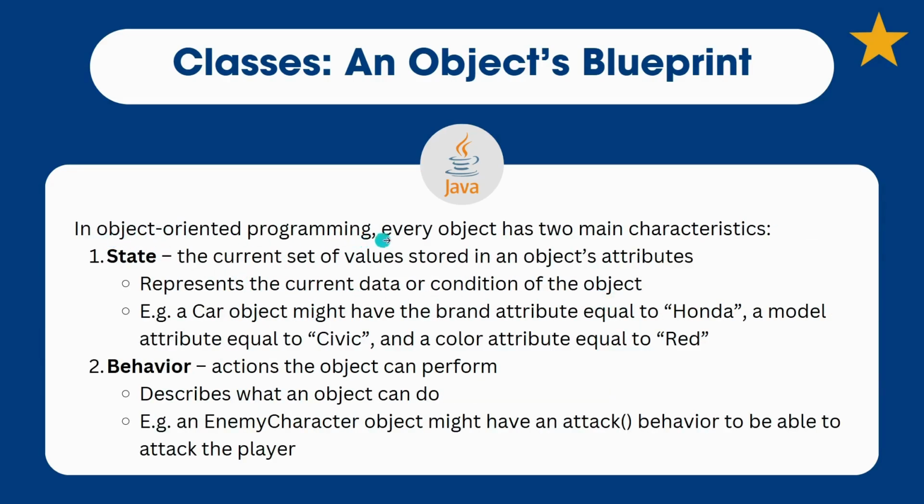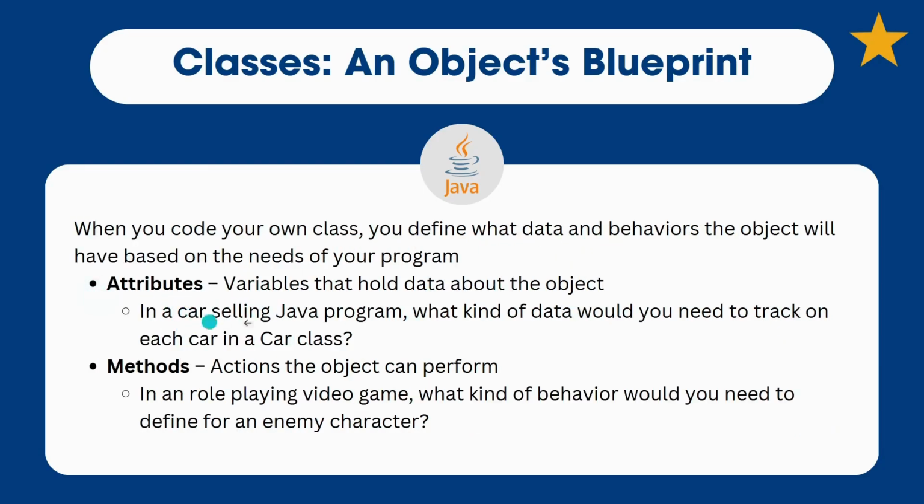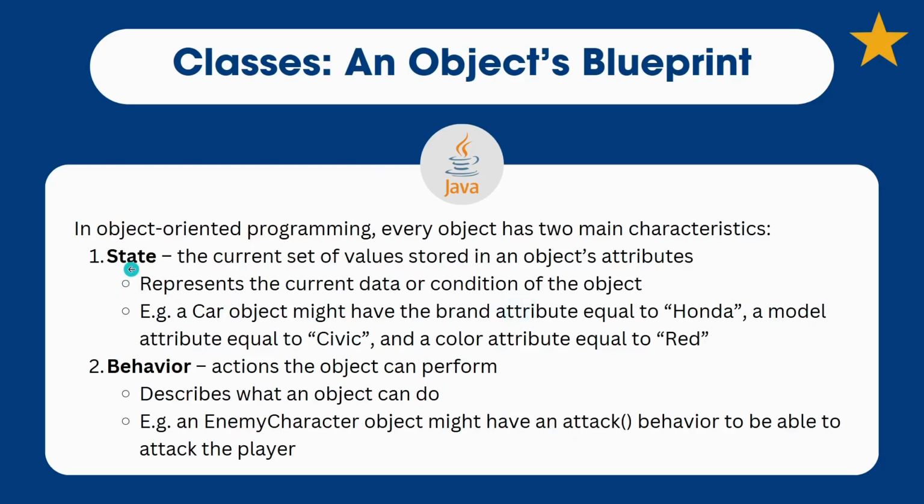So in object-oriented programming, every object has two main characteristics, which actually relate back to attributes and methods. So the attributes are actually describing the state of the object. That's the current set of values stored in an object's attributes. That's what state refers to. This is a really big vocab word in programming. One that I wish when I was learning about programming was talked about more. We talk about stateful and stateless when we get into advanced programming. So talking about state this early on is really important. So state represents the current data or condition of the object.